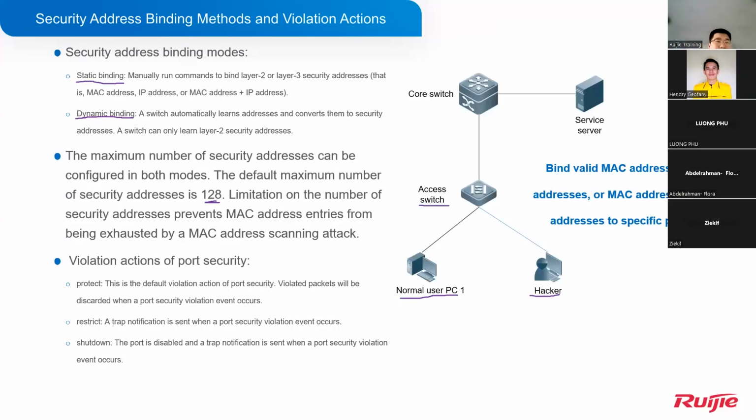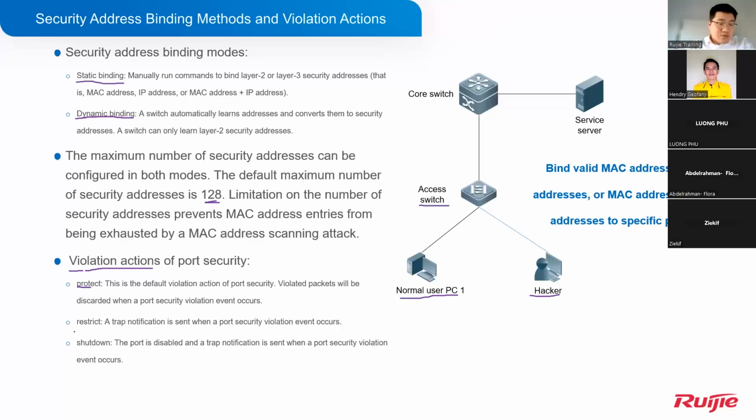Next is the violation action. Once we detect that there is any violation, what can we do to solve the problem? The first action is protect, and this is the default action. Violated packets will be discarded when a port security violation event occurs. So we just discard the packets.